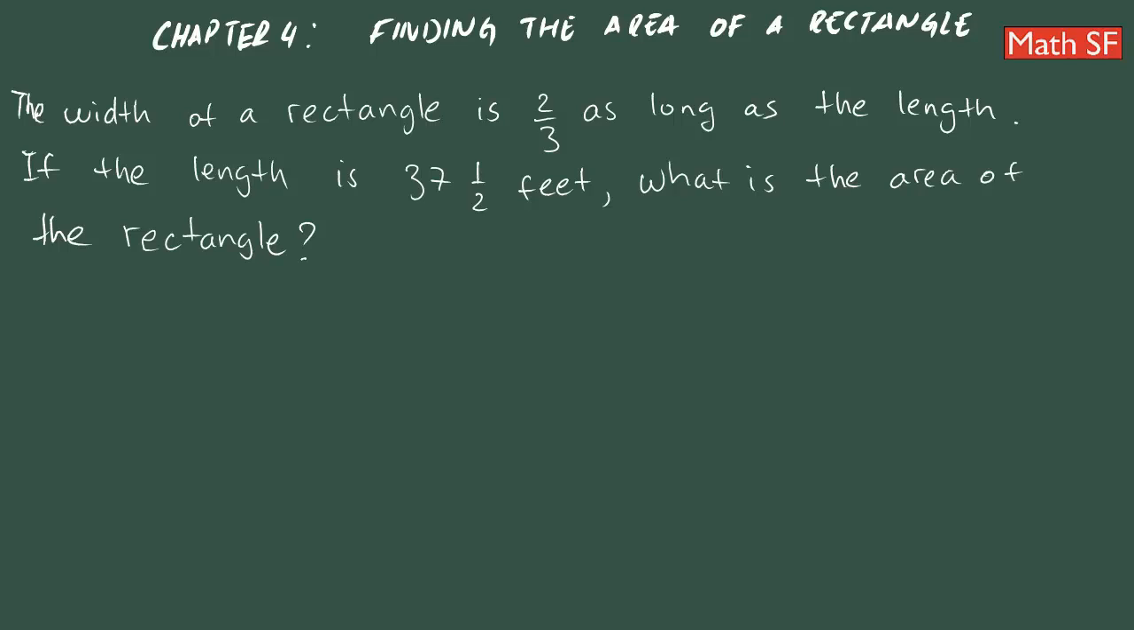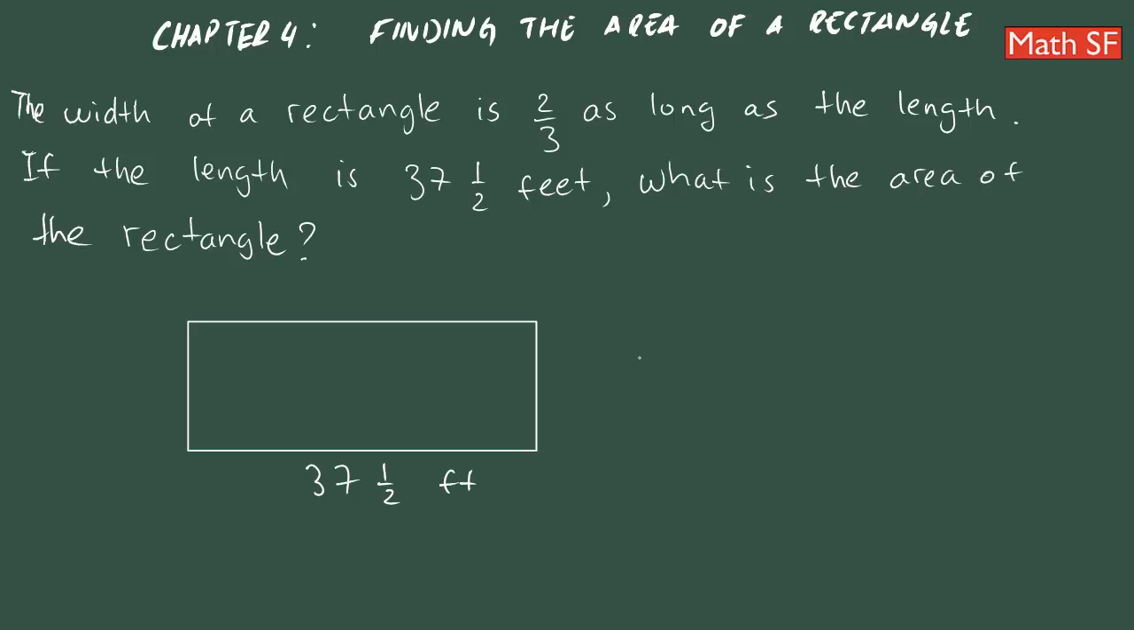They're asking you to find the area of a rectangle whose length is 37.5 feet. But what is the width? They don't tell you what the width is, but they tell you a relation between the width and the length. So we need to find what the width is first.